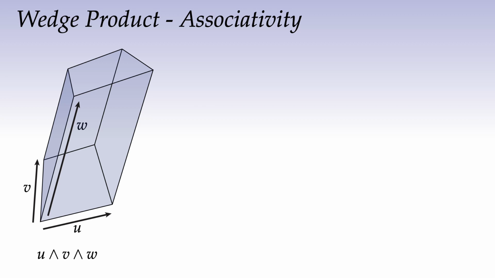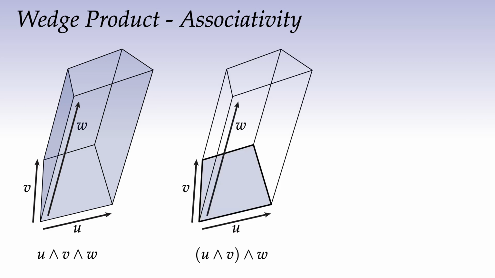Well, what happens if I do this in different orders? So one thing I could do is wedge together u and v first, and that would give me a little parallelogram, u wedge v. And then I could wedge it with w to extrude that parallelogram along the w direction to get my parallelepiped.